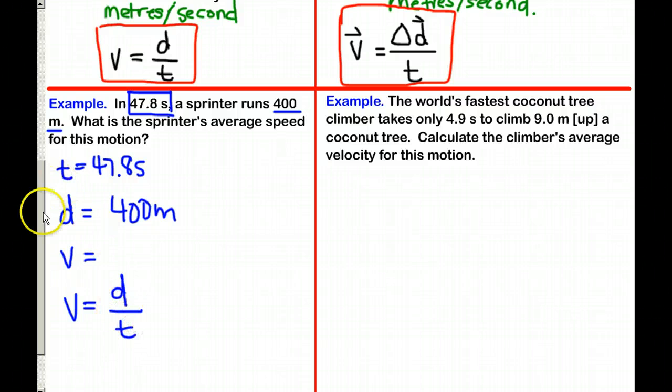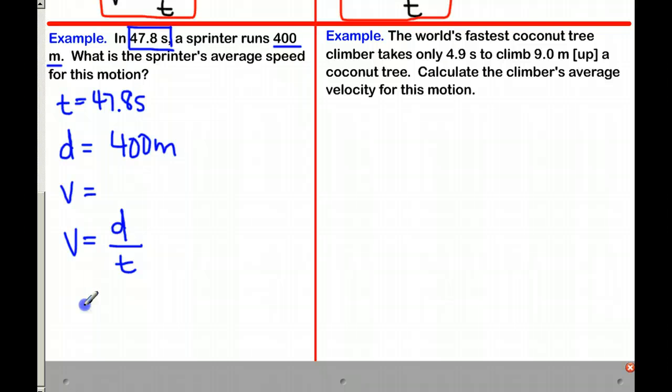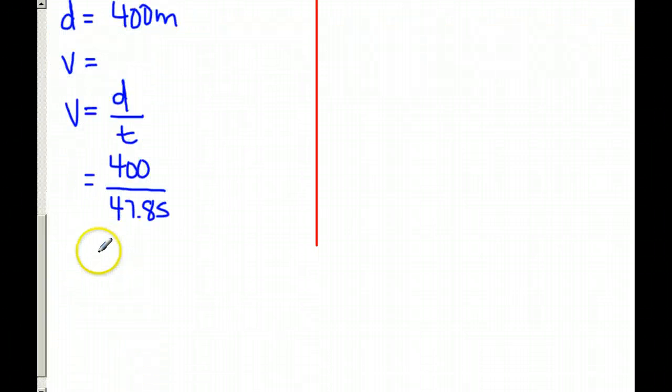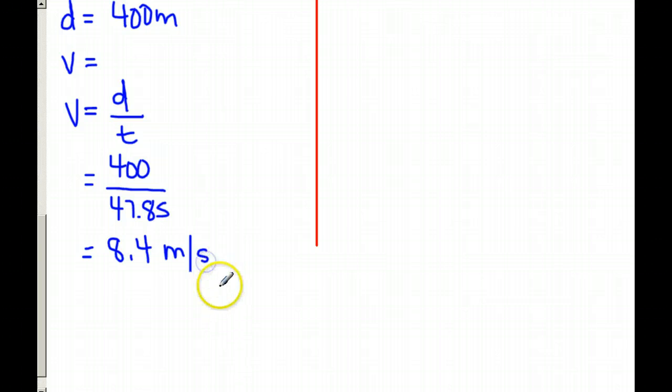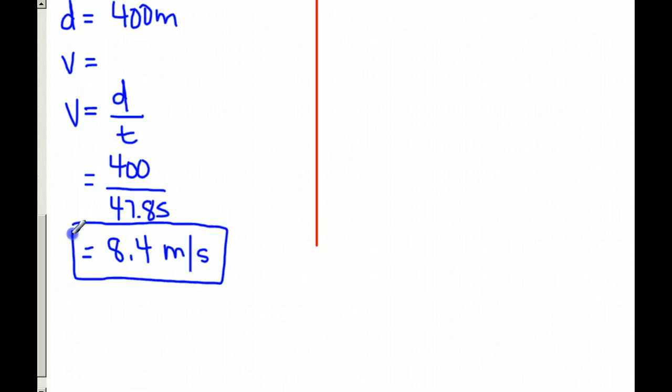So now all that's left to do is substitute and solve. So we have 400 meters divided by 47.8 seconds. And so we end up with a final answer of 8.4 meters per second. So therefore the average speed is 8.4 meters per second. Try to get in the habit of putting a box around your final answer, so that when you're submitting work and I'm marking it, you're drawing attention to what you want me to mark. And if you go wrong somewhere, I can start here and work backwards and see where you might have made a mistake.